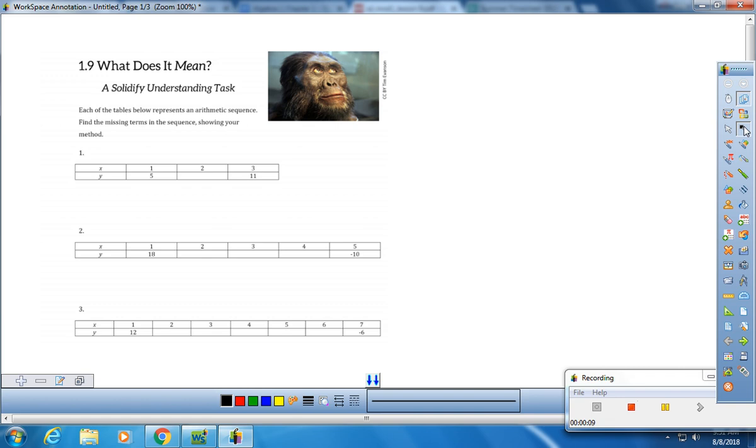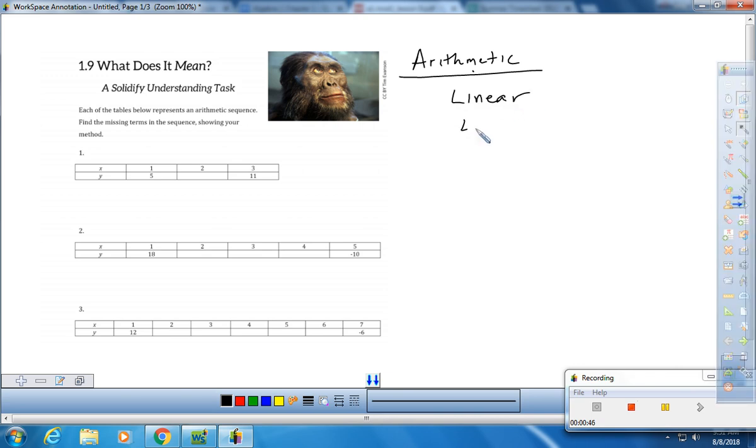Each of the tables represents an arithmetic sequence. Find the missing terms in the sequence and show your work. Okay, so arithmetic sequence means it's linear, or it forms a line, or it has a slope. It goes up by the same amount every time.